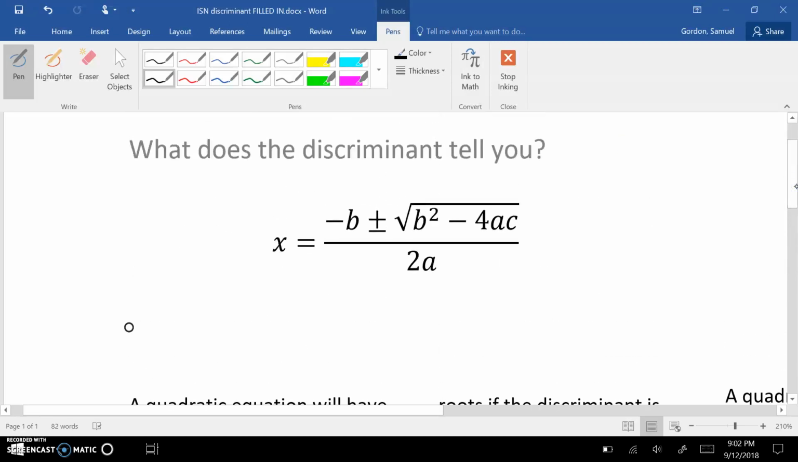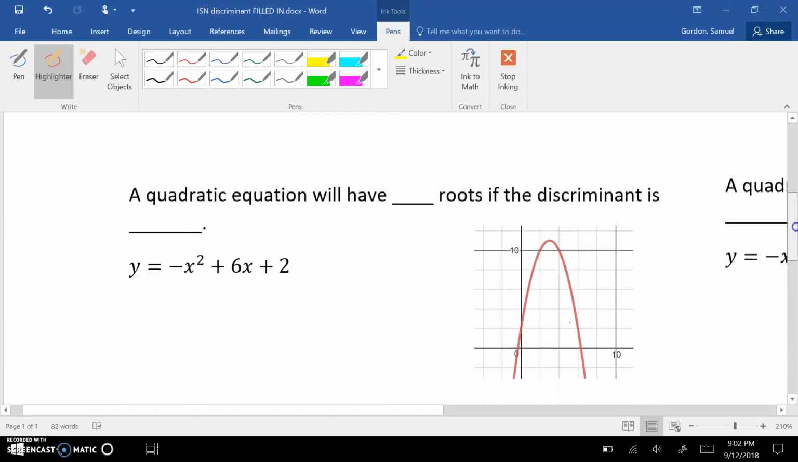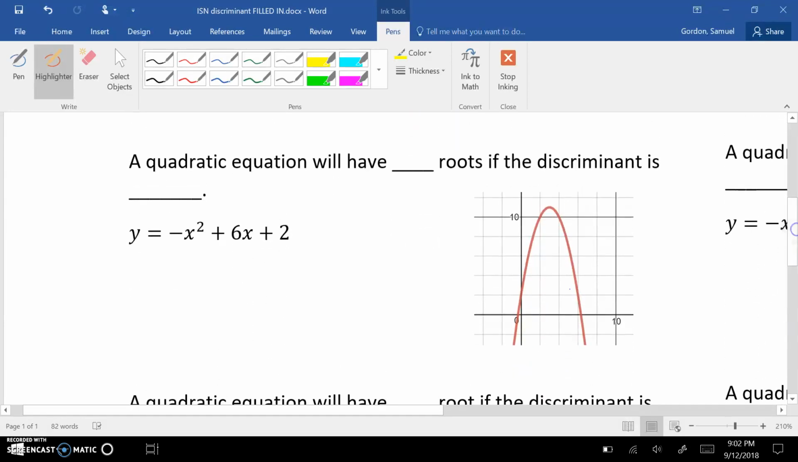This video is going to explain to you what the discriminant is and what it tells you. So first of all, the discriminant is just this part of the quadratic formula, the b squared minus 4ac. And what it's going to tell you is how many roots the quadratic equation you're looking at has.